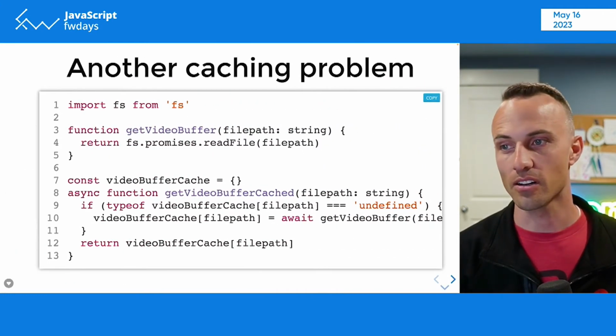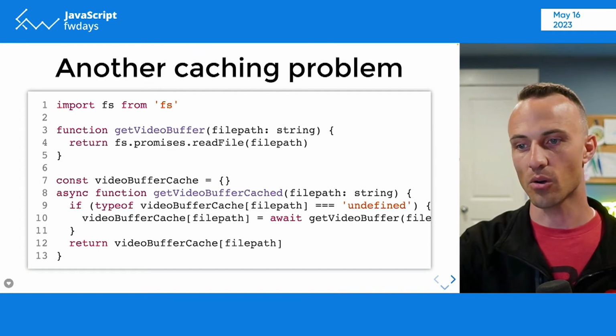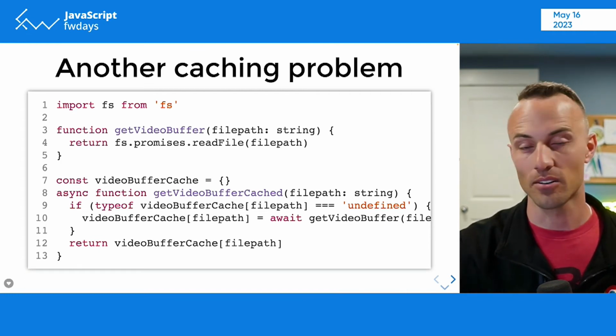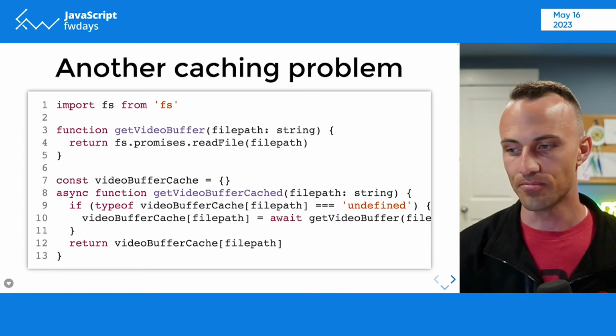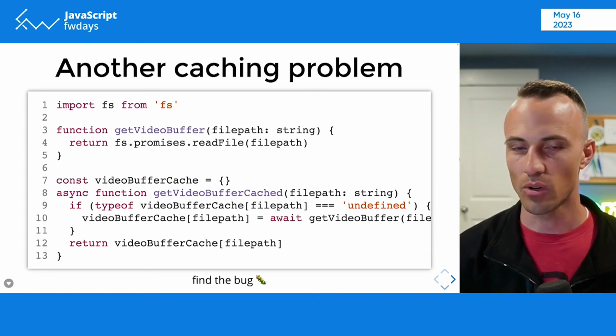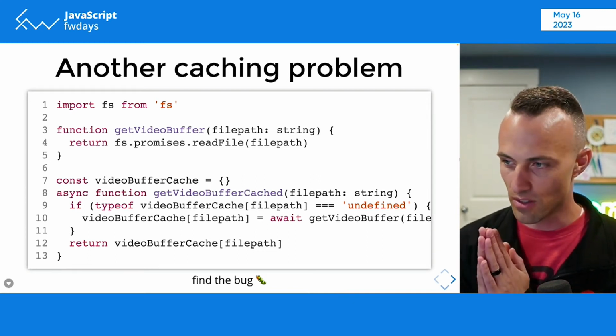So let's talk about another caching problem. So here's another example. We have this get video buffer, and reading that file, maybe it takes a long time. We're reading the file a lot, so we add a cache to it. So there's another bug here. I want you to find the bug with this one. What could possibly go wrong with this code?